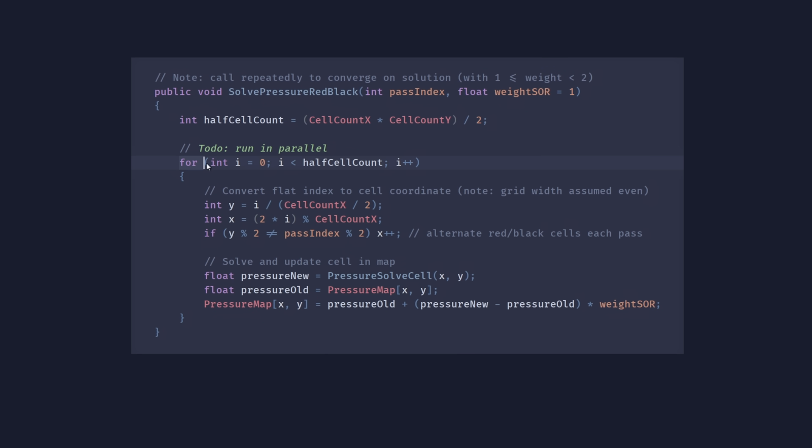Here's some code to test that out. We just loop over 1/2 of all the cells and figure out the coordinates of each cell on the checkerboard, choosing either the red or black, depending on the oddness of the given pass index, before finally calculating and updating the pressure values as before.